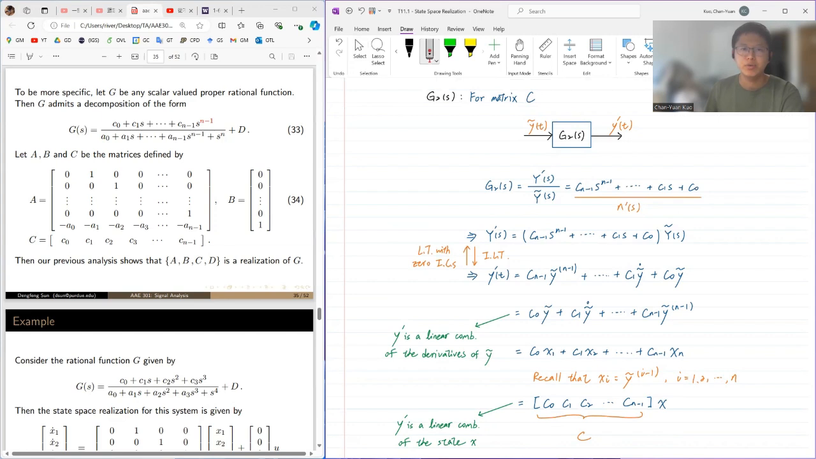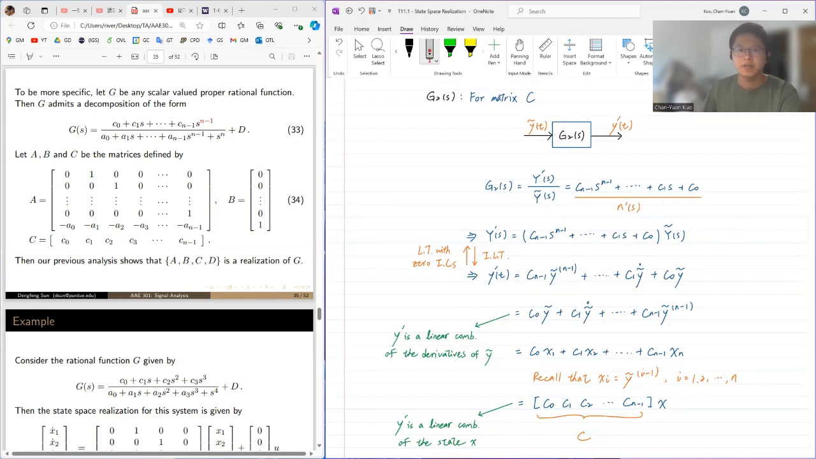Next, to obtain the matrix C, we focus on the transfer function g2 of s. By definition, g2 of s is the fraction of y prime of s over y tilde of s, which equals the numerator polynomial n prime of s. Here, y prime of s is the Laplace transform of y prime of t. And now if we multiply y tilde of s on both sides of the equation, we see that y prime of s is equal to n prime of s times y tilde of s.